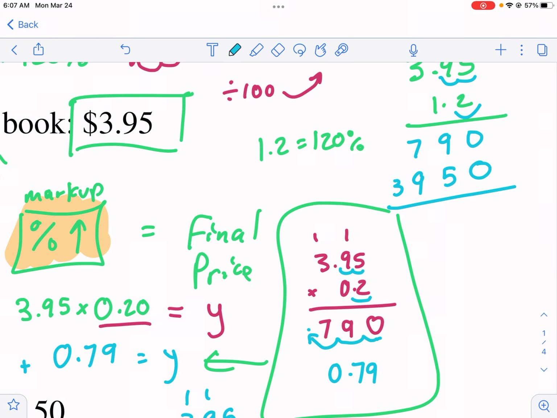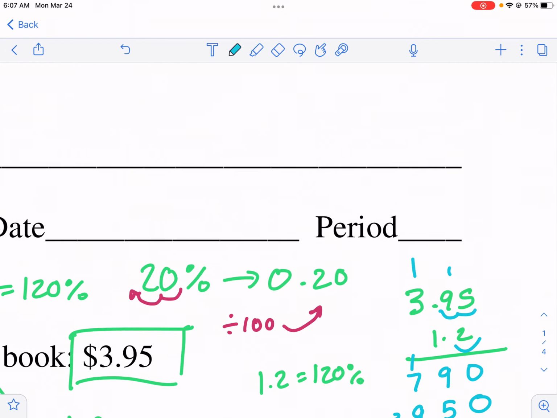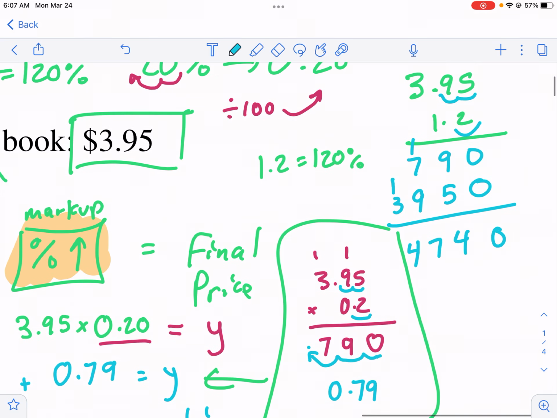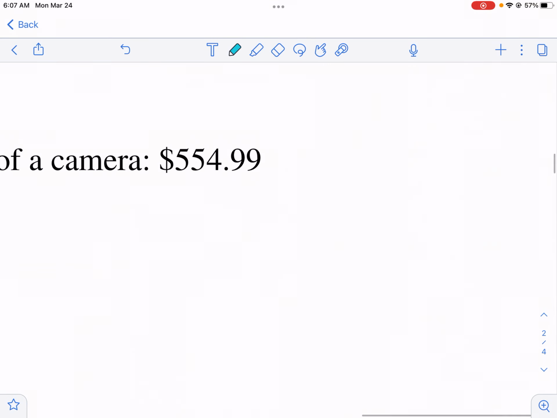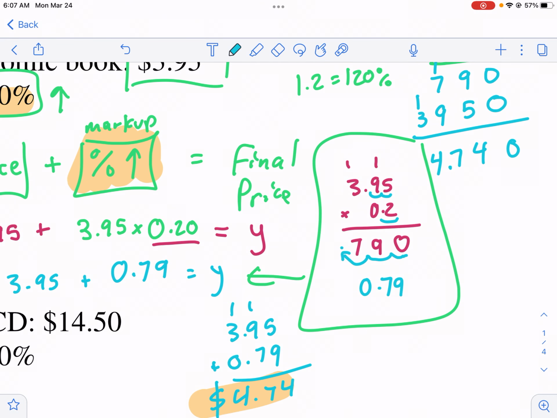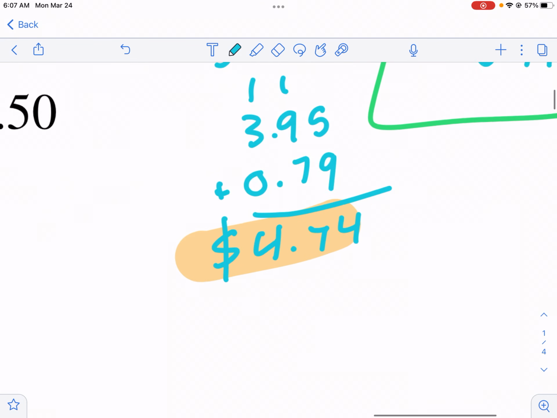0 plus 0 is 0. 9 plus 5 is 14. Carry the 1. 7 plus 1 plus 9 is 17. Carry the 1. And then 3 plus 1 is 4. I'm going to move the decimal place 1, 2, 3 times. Oops, sorry about that. And I put my decimal, and 474, that matches my 474 right there.